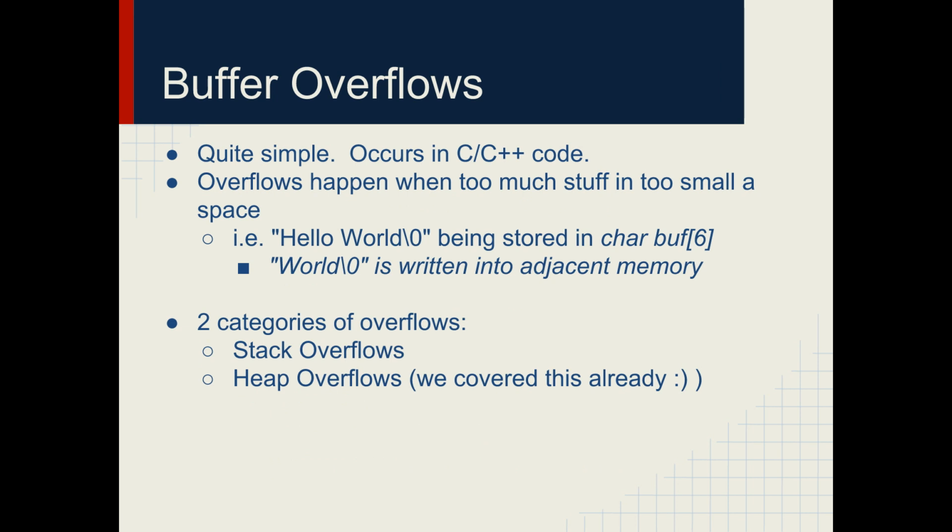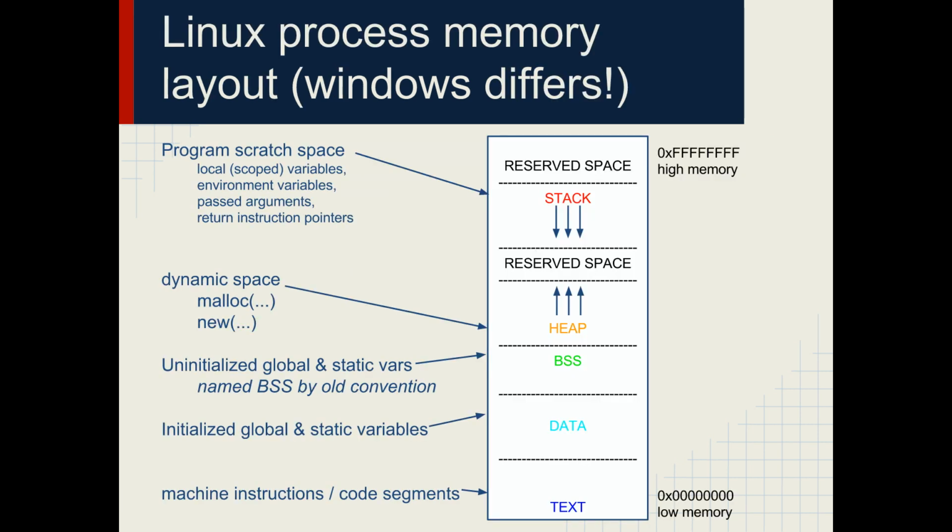Let's explore this with buffer overflows. It's quite simple. We've already covered a buffer overflow on the heap and showed how it's not that difficult to understand. As I said earlier, overflows happen when you put too much stuff in too small of a space. That was basically the answer on the exam. Anything related to that was accepted.